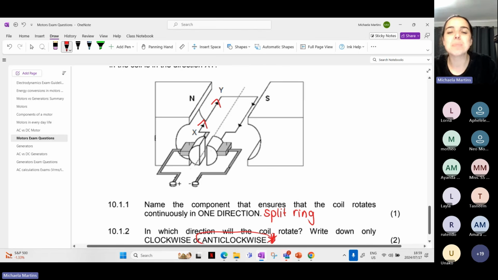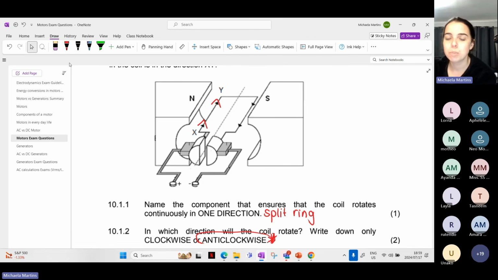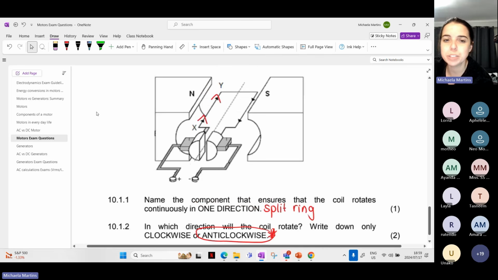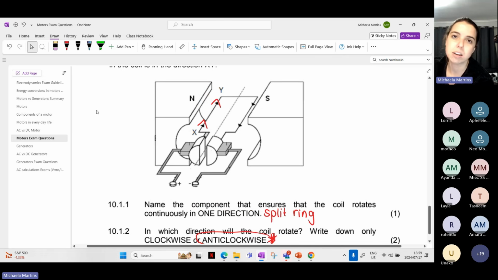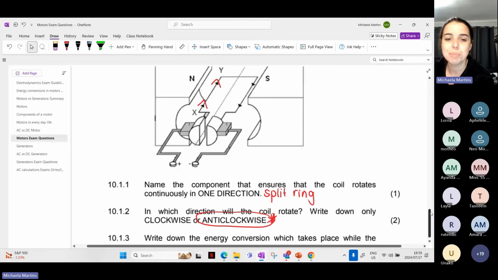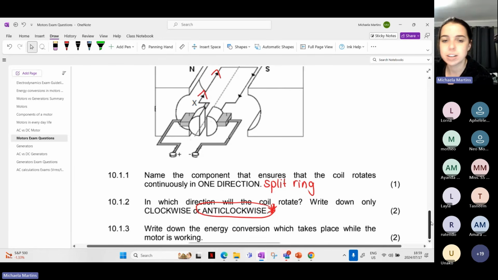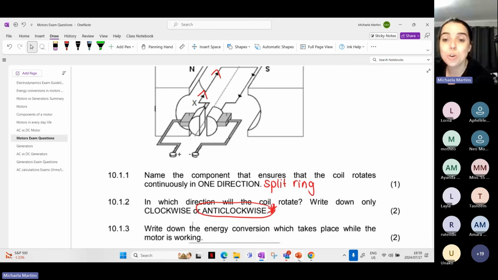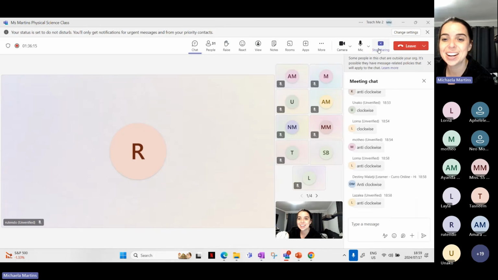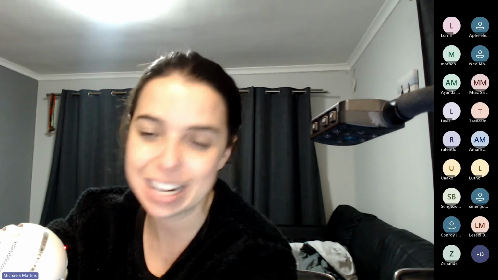Can you see how simple these questions are actually in your paper? So especially for motors, we'll do generators on Monday. They're a little bit more difficult, a little bit, not because of the hand thing or the rules. It's just that you have extra calculations that you need to do and graphs that you need to draw. But yeah, and then write down the energy conversion that takes place, literally the same questions are repeated over and over again. Okay, so any last minute questions before I leave you for the week?